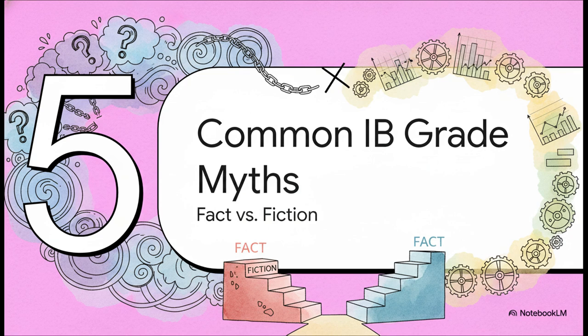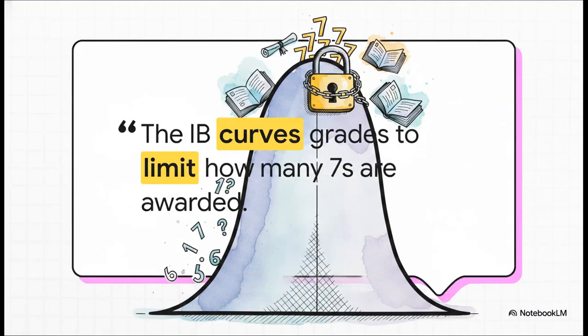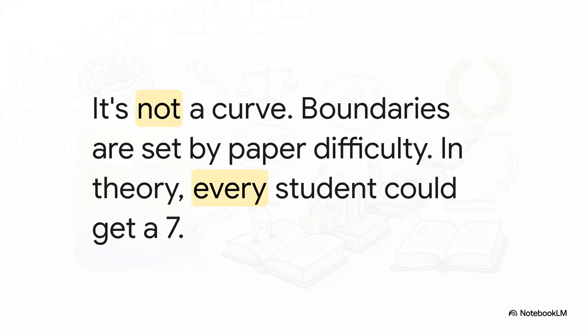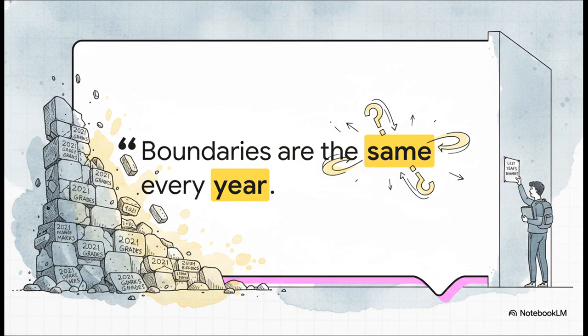Okay, for our last section, let's do some rapid-fire myth busting. We're going to separate the fact from the fiction you've probably heard in the school hallways. This one's a classic. The idea that the IB grades on a bell curve, and they've got some kind of quota that limits how many students can get a 7. I'm sure you've heard it. Well, the truth is, that's just not how it works. It's not a curve. The boundaries are set based on the difficulty of the exam. Period. In theory, if every single student wrote an amazing paper that met the standard for a 7, then every single student would get a 7. They don't cap it.